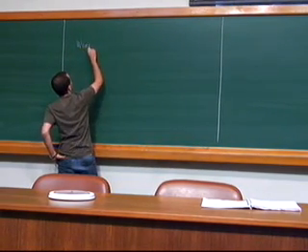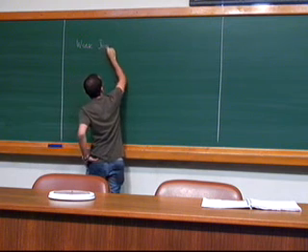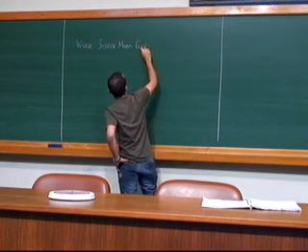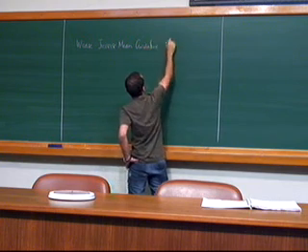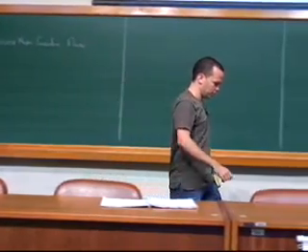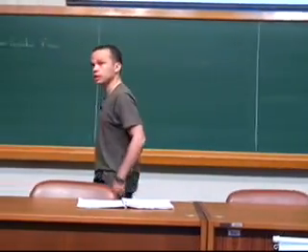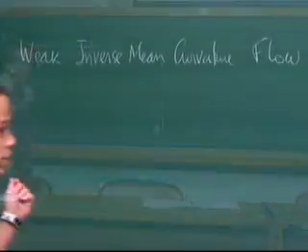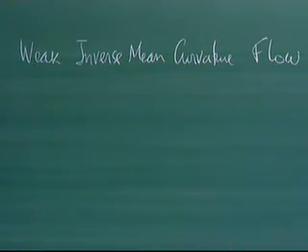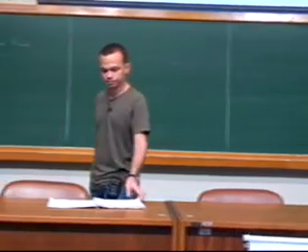So the flow has a weak formulation. We'll talk about the weak inverse mean curvature flow. So I'm not going to spend too much time on that. I'll just give an idea of what the flow is, and then I'll move on to give another application of the same flow, which is the calculation of the Yamabe invariant of RP3.